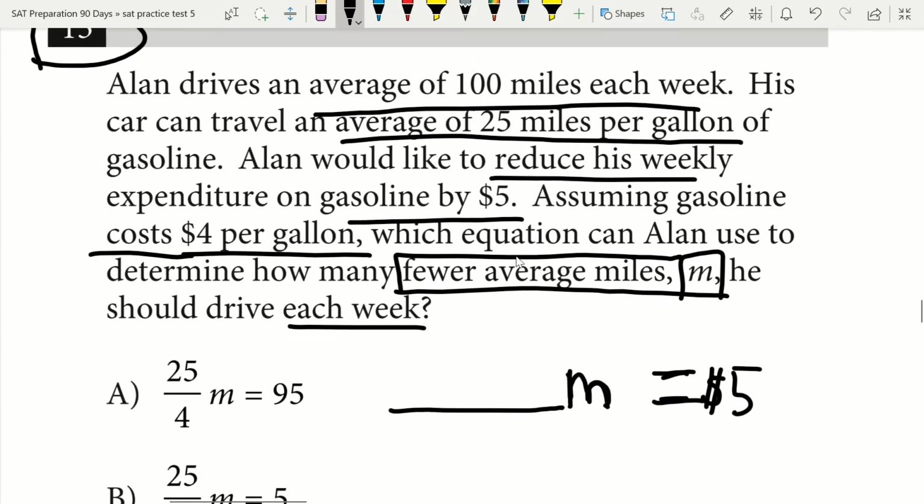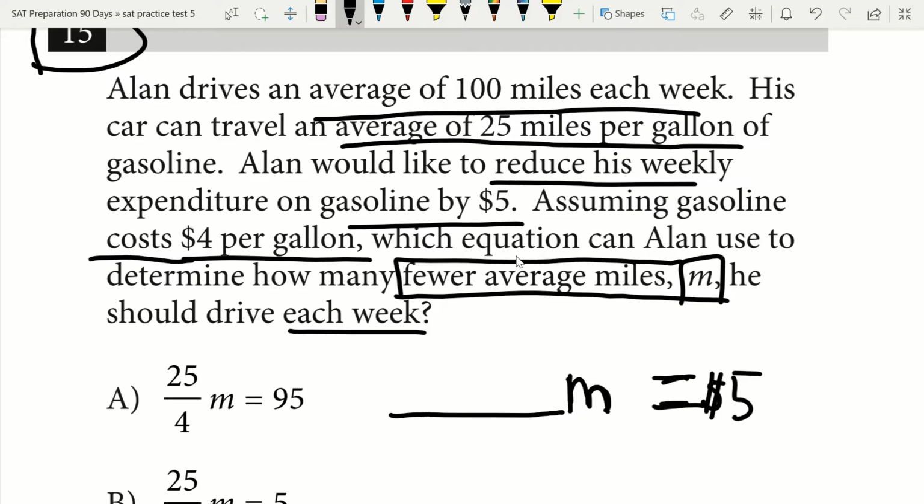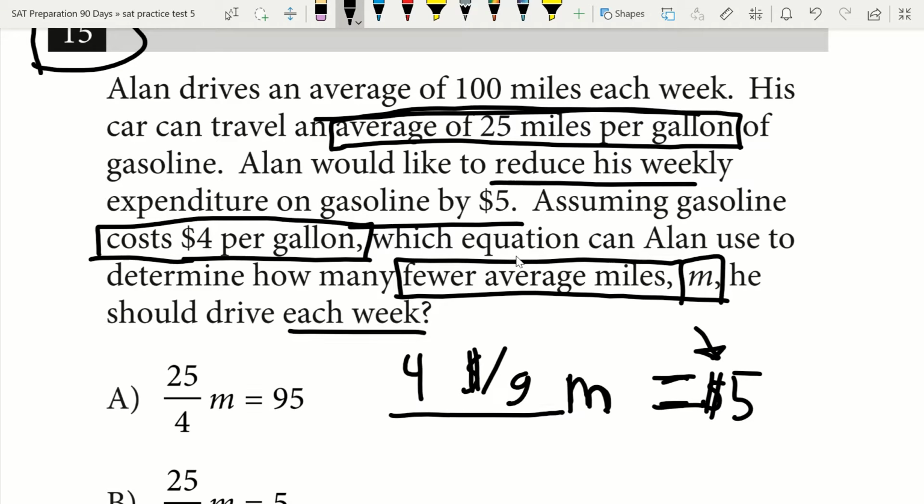Now in this case, if I take a look at everything that I've underlined, the obvious choice here is going to be my 25 miles per gallon, okay? Why would I not pick that 100 miles each week? Because that's not including my gallons, and I also need my gallons to cancel because my cost is $4 per gallon. So up top, I'm going to have my $4 per gallon, because I need gallons in my numerator and in my denominator so that they cancel.